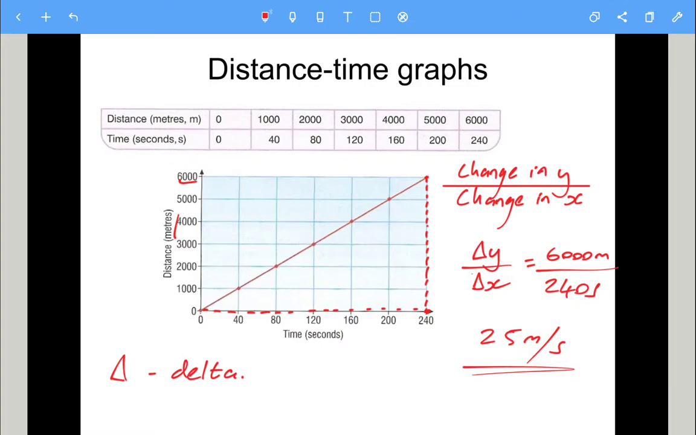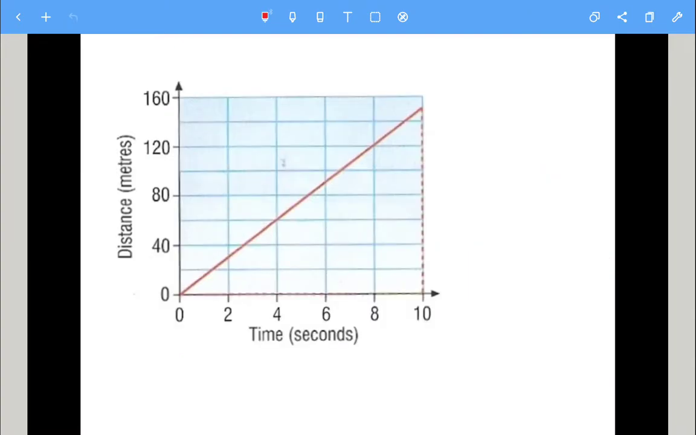Hopefully that makes sense. Now I'm going to give you a different question that you can have a go at. So a similar graph. Just be careful with this one. I just want you to find the speed of this, whatever it may be. Okay, so remember, to get the speed of a distance time graph, we do the change in y divided by the change in x.